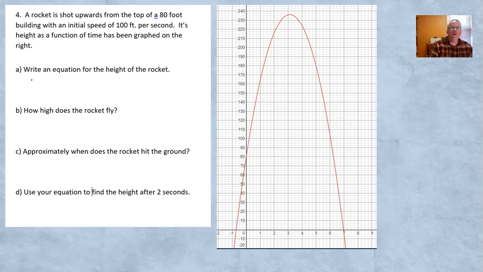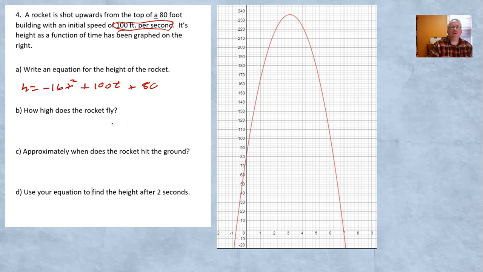Here we go. We have h equals minus 16t squared plus v0t. This is the velocity right here, 100 feet per second. Alright, plus h0, plus 80. That's the equation for that parabola.